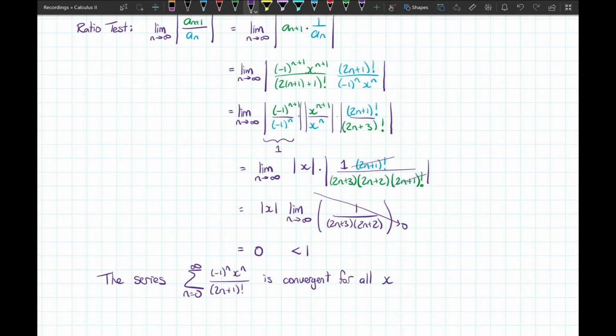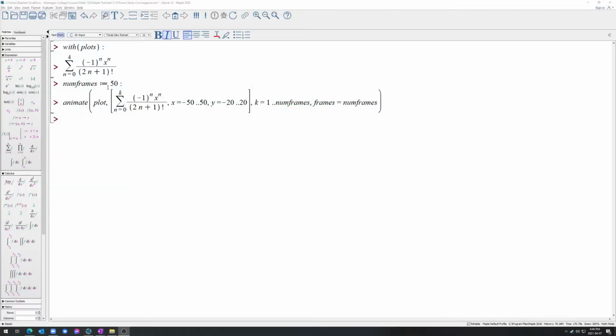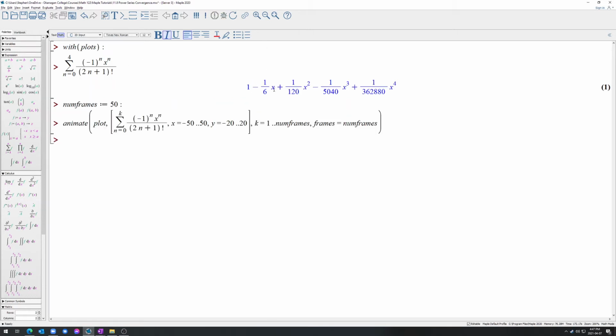Now, once again, let's go and take a look at Maple and get a better understanding of what convergence over all real numbers looks like. So here I've got that series ready to go, and let's take a look at the sum of the first 5 terms from n equals 0 up to 4. So this is an alternating series: 1 minus x/6, 6 is 3 factorial, plus x squared over 120, 120 is 5 factorial, minus x cubed over 5040, and 5040 would be 7 factorial. And you can just see that these factorials grow very large very quickly. And as we get to higher and higher powers of x, these coefficients are actually getting very, very small.